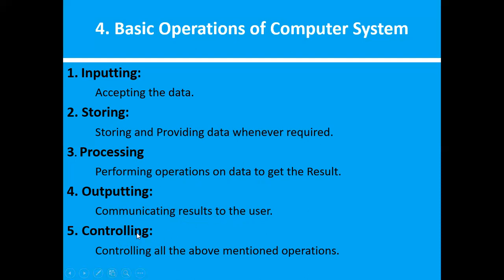Next one, the control unit. It is going to control all the above mentioned operations. So all these four different operations, inputting, storing, processing and outputting, are controlled by the CU, that is, the control unit. So these are the basic operations of a computer system.